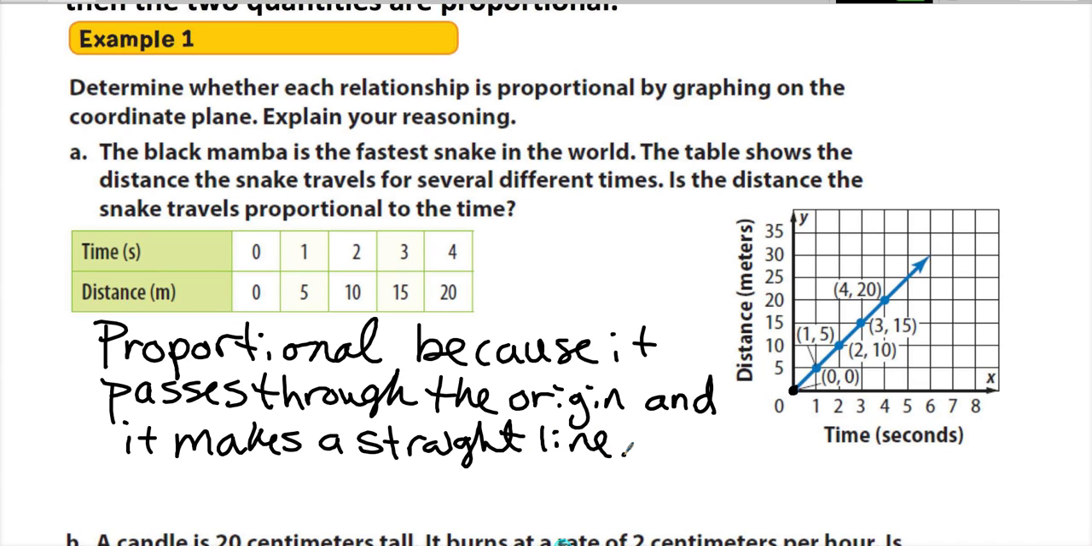Okay, and that'll be your answer every single time. All right, so if it works, this is what you write. It's proportional because it passes through the origin and it makes a straight line. So it does get a little bit repetitive and redundant, but that's what they want, okay? Let's take a look at letter B.